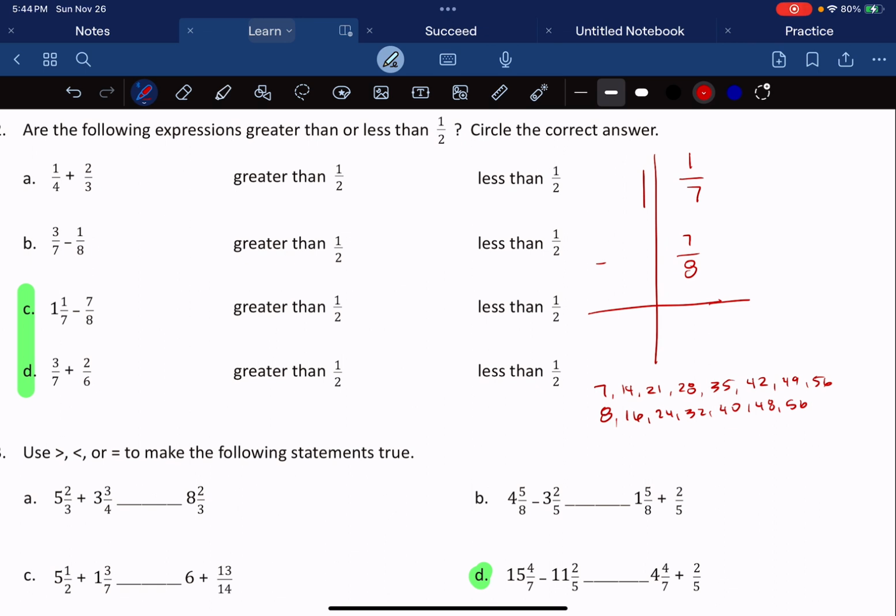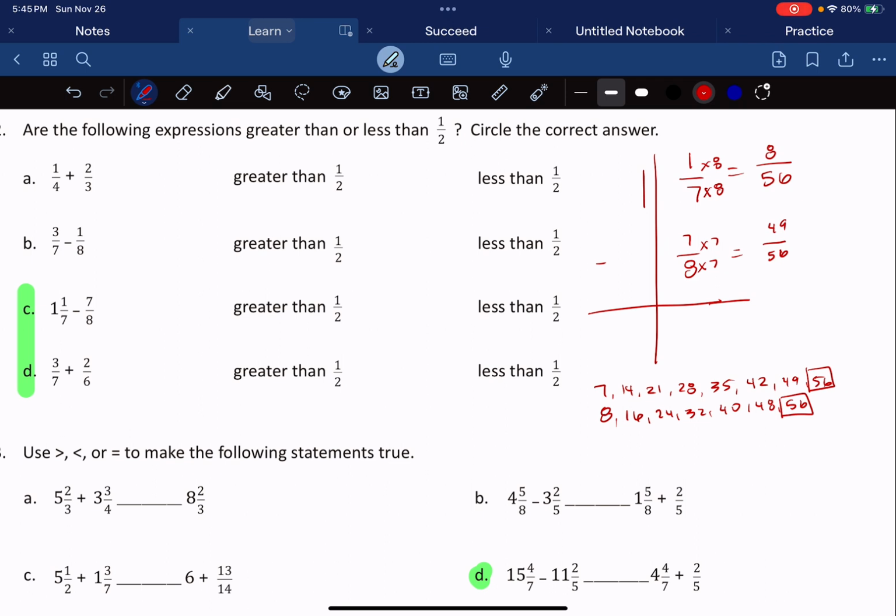So if you need to pause, do so. The number that they have in common is 56. So for my 7, it should have taken me 8 times to get there. So when I multiply, I get 8 over 56. And for 8, it took me 7 times to get there. So I get 49 over 56.